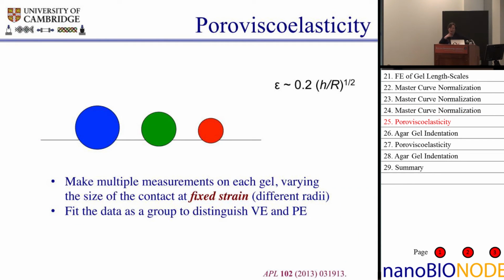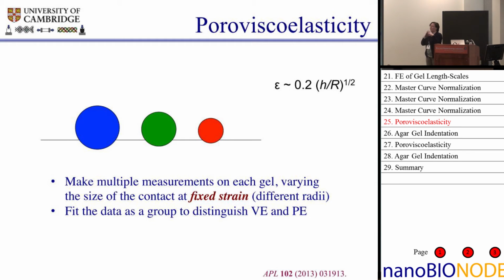So that clever experiment is to make multiple measurements on the gels with different size indenters. So you vary the size of the contact, but keep the indentation strain the same. The indentation strain expression is written there. So as you make the indenter bigger, you have to make the indentation depth bigger, which I've tried to draw there with my crude PowerPoint schematic. And then you can fit the data as a group.